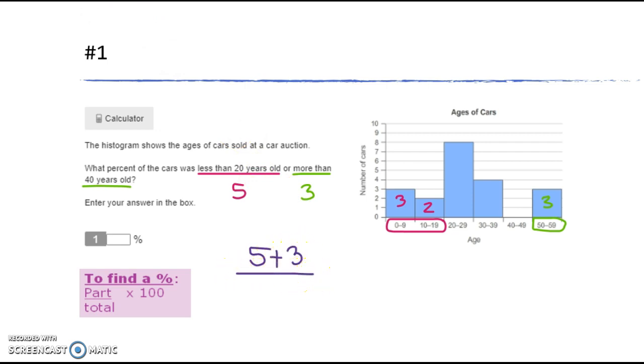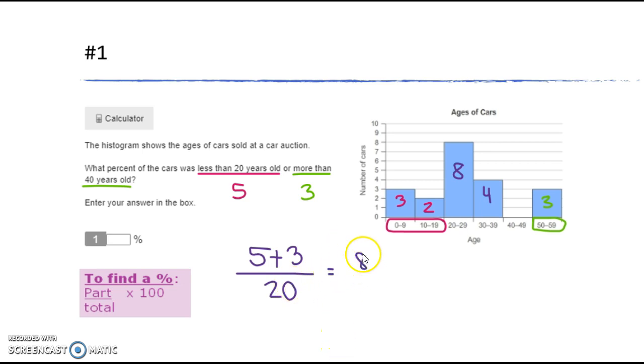Now I just need to go figure out the total number of cars that are in this problem to put in my denominator. So I'm going to come through. I know that there are 3 cars in this first interval, 2, this one says 8, the next one says 4, there are 0 right here, and then 3. If I total all of those up, let's see, 3 plus 2 is 5, 5 plus 8 is 13, 13 plus 4 is 17, and then 17 plus 3 gives me 20. So my total number of cars is 20.